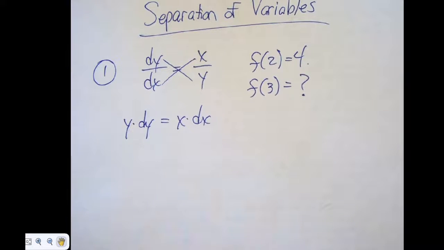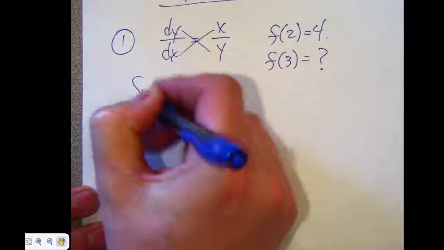So once I have them both separated, it feels weird to integrate both sides, but you're allowed to. You're allowed to add 2 to both sides, you're allowed to divide both sides by 7, you're allowed to square both sides, you're allowed to cosine both sides, you can integrate both sides. As long as you're fair, you can do whatever you want. So I'm going to integrate both sides.